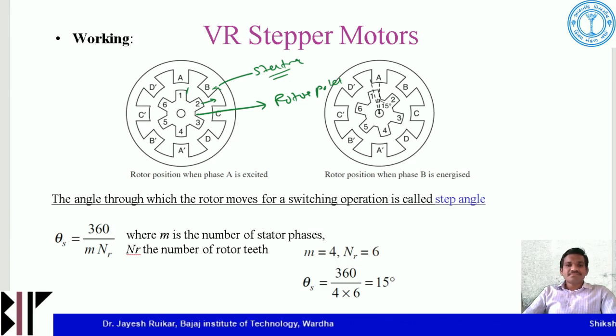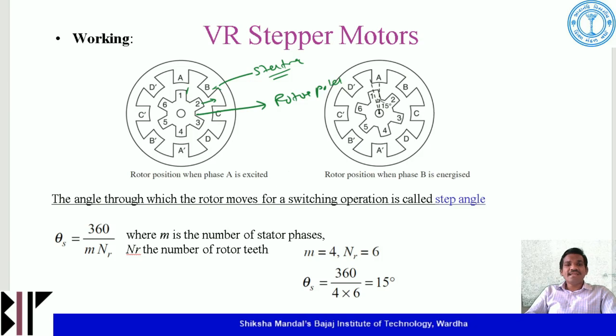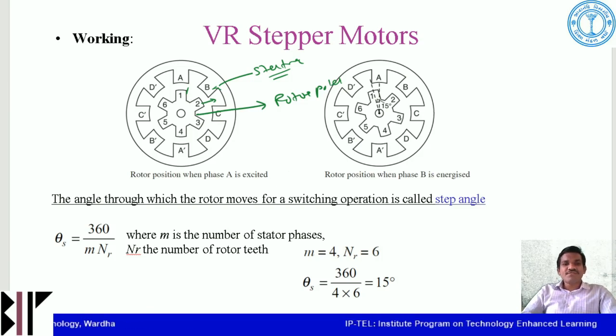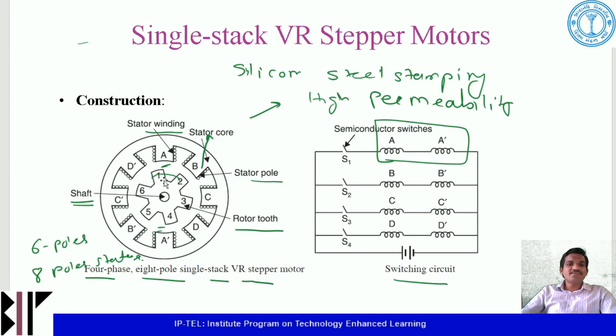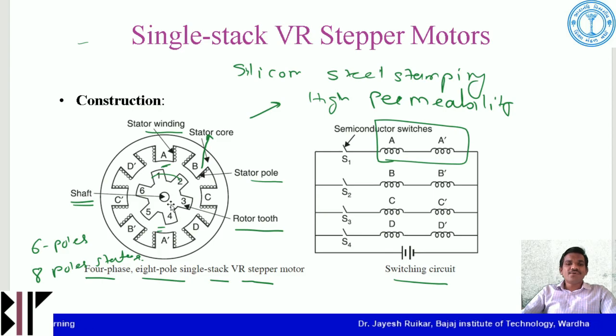Before starting its working, you can see that the rotor is at any position. Rotor teeth can be at any position before the actuation, or excitation. This is the initial position of the rotor, which we have seen earlier, somewhere in between A and A dash.